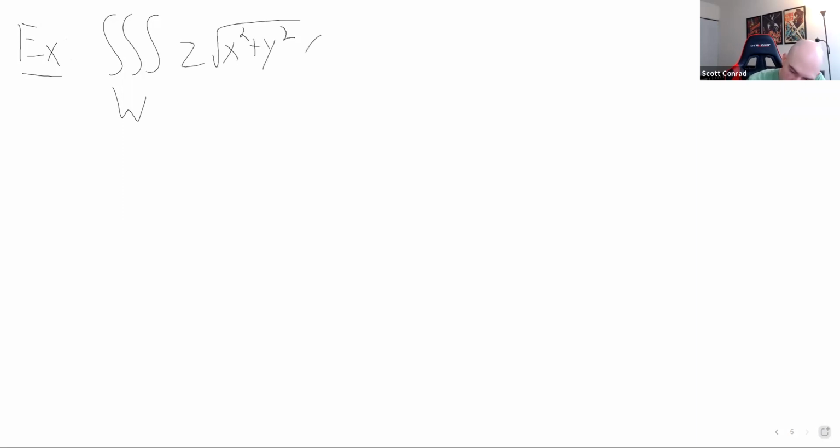Okay, so for example, let's calculate the integral. I'm mostly going to spend time setting these up, and then I'll power through the calculations or not do them at all, because those are not the important parts. So the integral over the region W of z times the square root of x squared plus y squared with respect to volume.